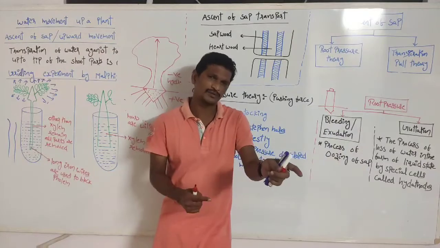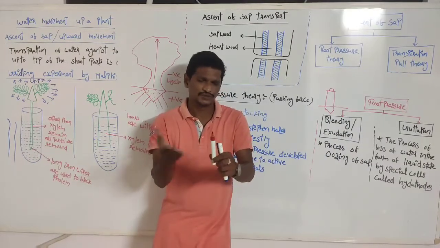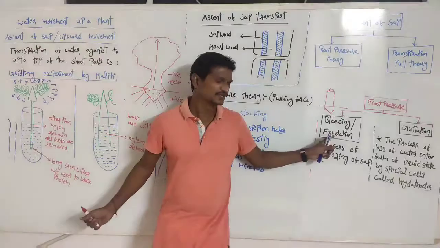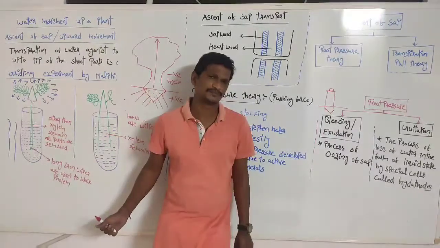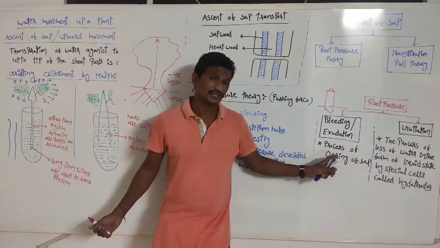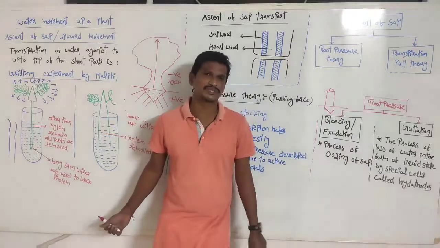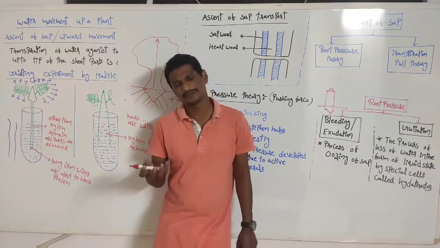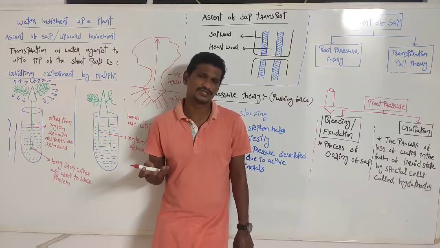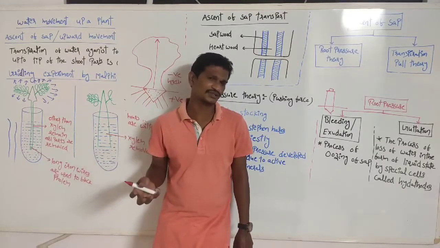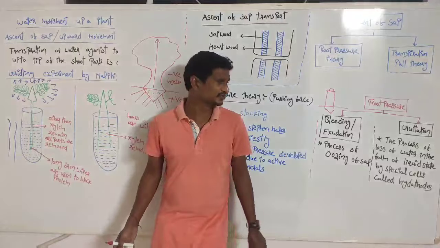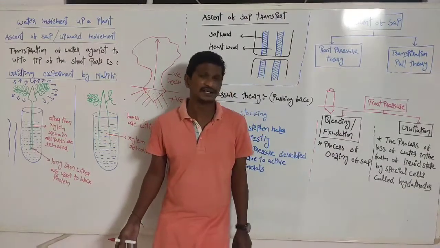If we cut our body part, blood is bleeding. So if we cut the shoot part, water and minerals are bleeding. This is also called exudation, the process of oozing of sap. Sap here is water and minerals being released. So this process is called bleeding or exudation. And next is guttation.